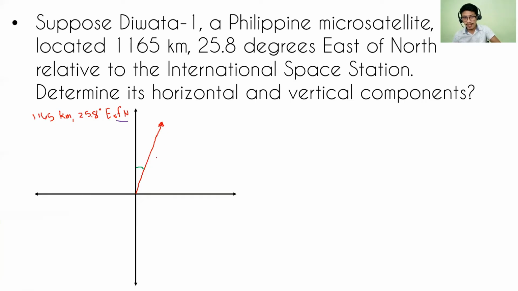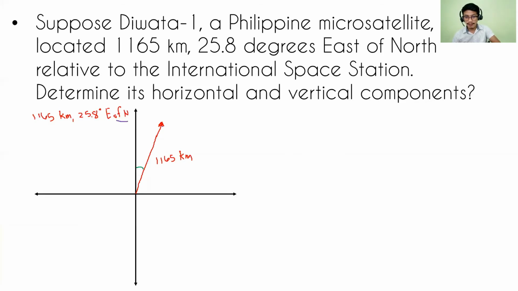This is the 1,165 kilometers. Kasi this is east of north. So that means naka-attach siya dapat sa north. The next step is to draw a right triangle. The goal is to draw a right triangle na dapat nasa loob ang ating angle. Dapat nasa loob si angle.